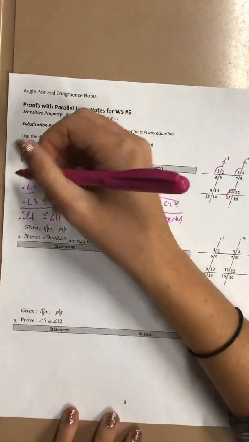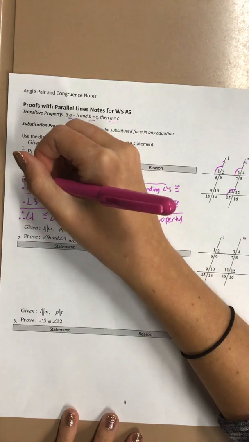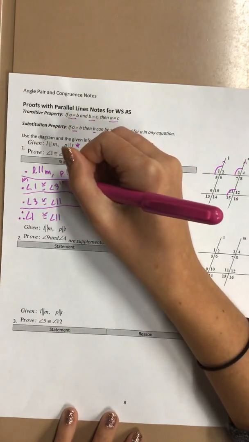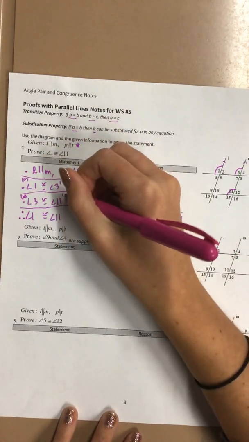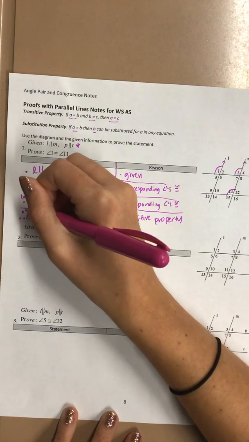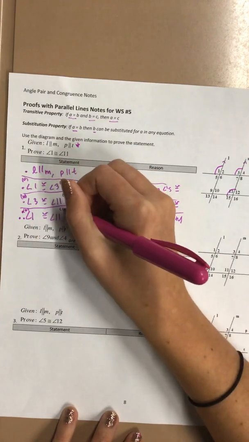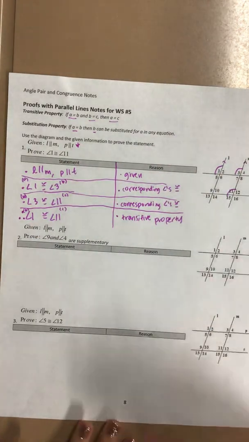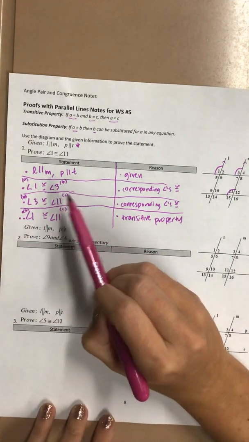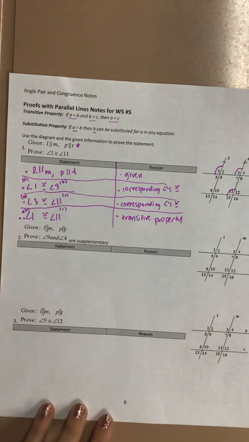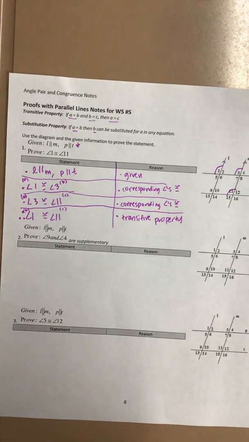Because this is like A, so if A is congruent to B, and B is congruent to C, then A is congruent to C. So our last step is transitive property because we have 1 to 3, 3 to 11, so then we can use A to 11. And that's our first proof. Then we're going to do the next one.